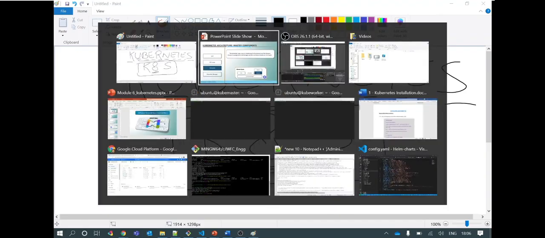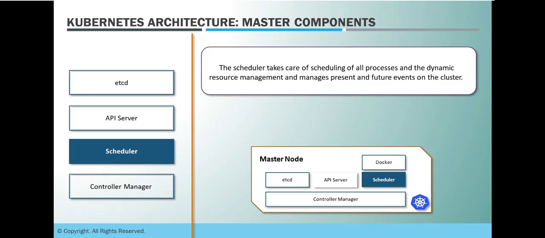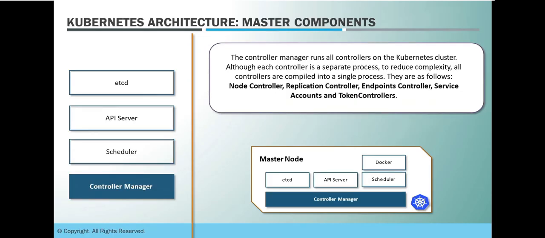Let's go back to the slide and discuss the next component, the controller manager. The controller manager runs all controllers on the Kubernetes cluster. Although each controller is a separate process, to reduce complexity, all controllers are compiled into a single process, and they are as follows. So Kubernetes has default controllers running on the master node, and they have dedicated tasks.